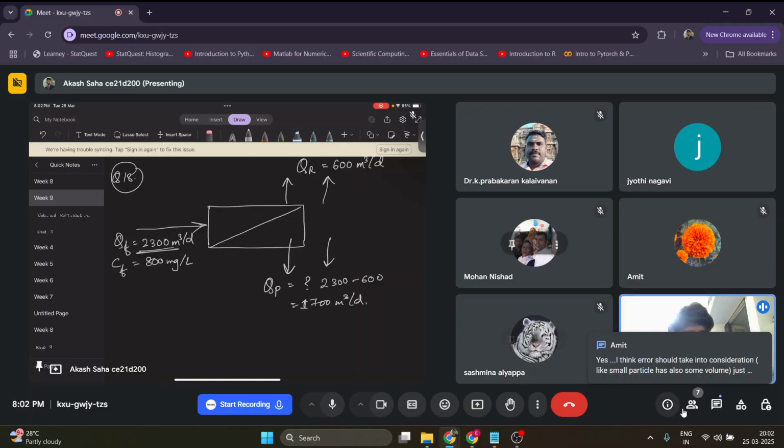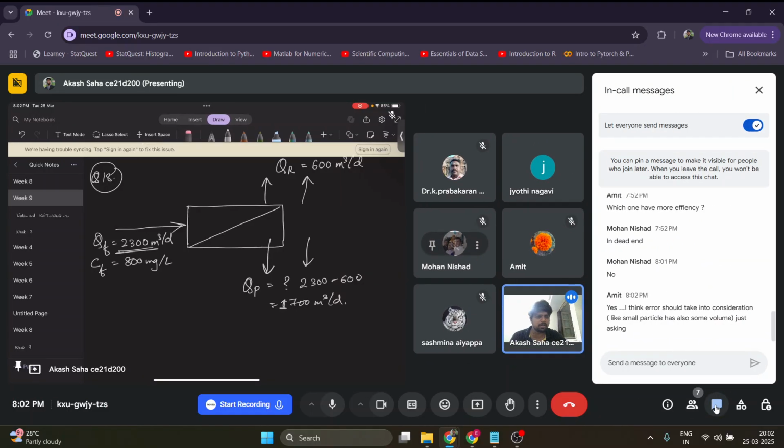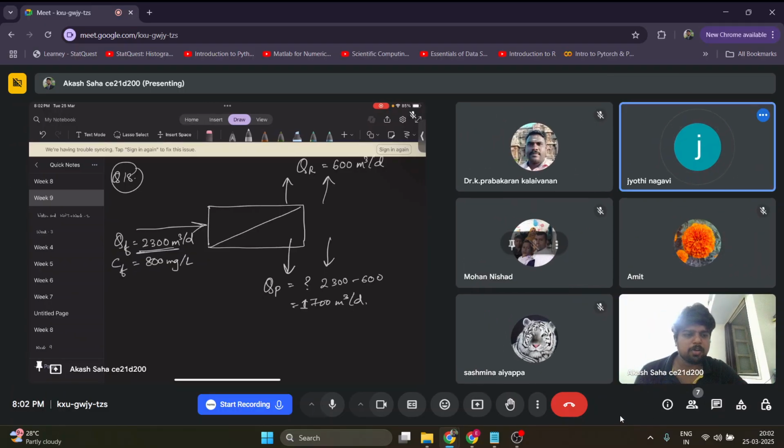No, there is no error. In any filtration, the water has to go somewhere. If it is coming through the feed and some part is coming out as retentate, then the rest will be only permeate. Until and unless some evaporation or some chemical reaction is happening, there is nowhere the water will go.